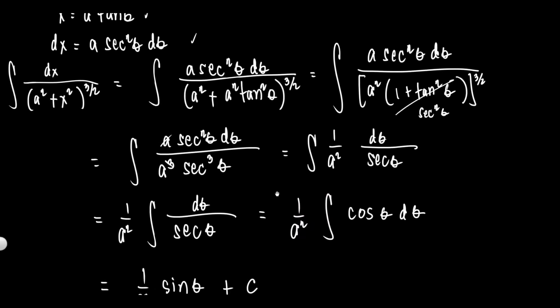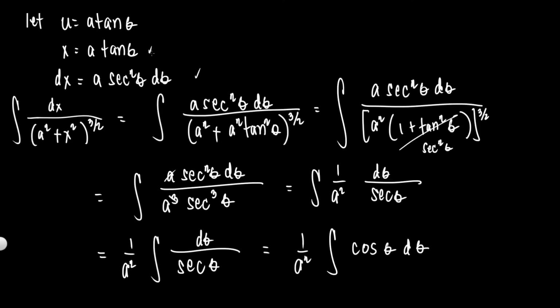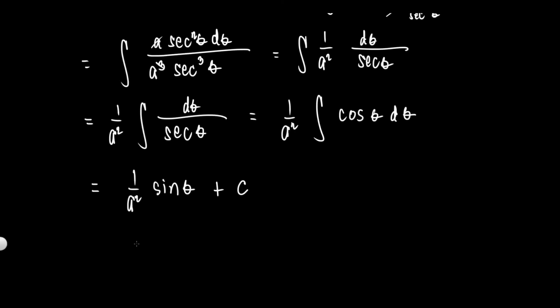So, from here, the tangent theta is x over a. So kung meron tayong triangle, let's say this is the triangle, ito yung theta, opposite over adjacent, so this is the opposite x, and adjacent is a. Ano naman itong hypotenuse? Hypotenuse is the square root of a squared plus x squared.